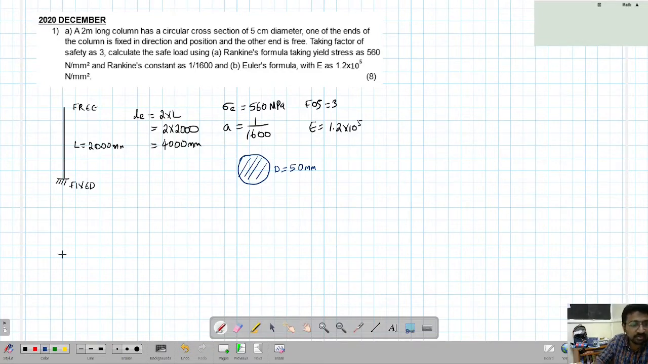Now we just have to apply the formula. Rankine's formula we will apply first. Using Rankine's formula, the axial load capacity of the column is given by sigma c into area of column divided by 1 plus Rankine's constant into effective length upon k, whole squared. Now what is k? K is the least radius of gyration.